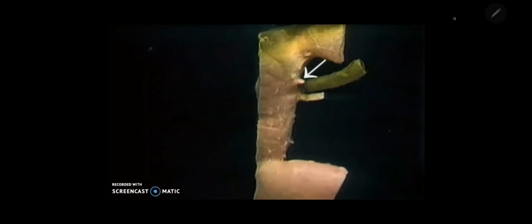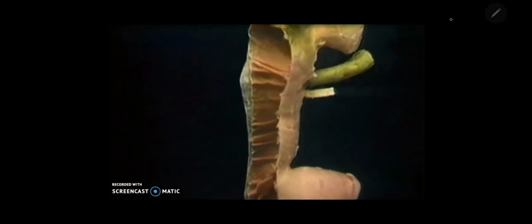And you can see in the interior it is thrown into circular folds. There you can notice here in this area there will be opening of the ducts, major and minor duodenal papilla. This is the common bile duct, pancreatic duct. They form a hepatopancreatic ampulla. Ampulla means dilatation or elevation, that you can notice there.